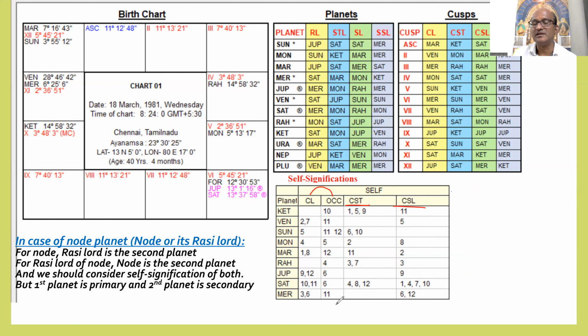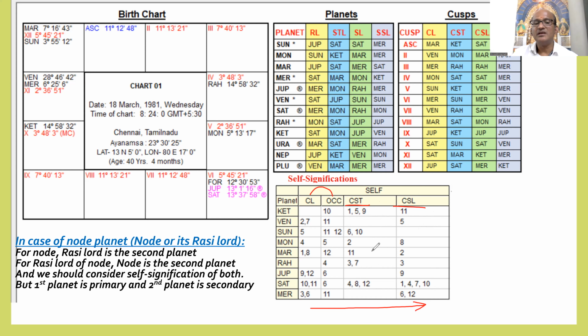There will be one question coming in your mind. CLOC is simple, sir. But if you take CST and CSL also, we will have many houses. How to study that self-signification? That is the method of analysis. Okay, so to make it simple, I will tell you. Each planet has to be studied for self-signification from left to right.